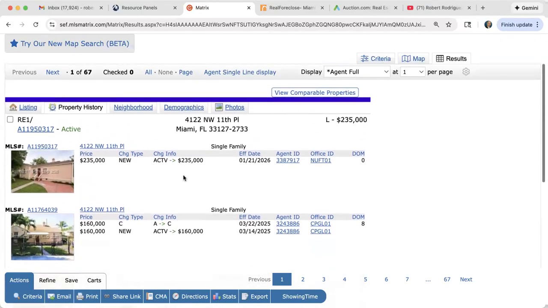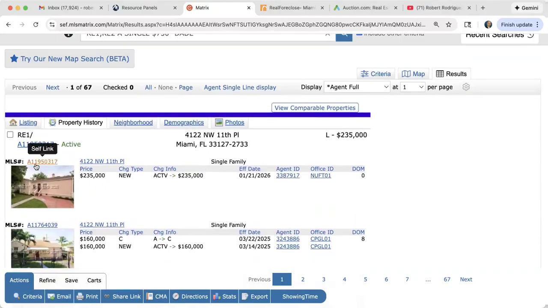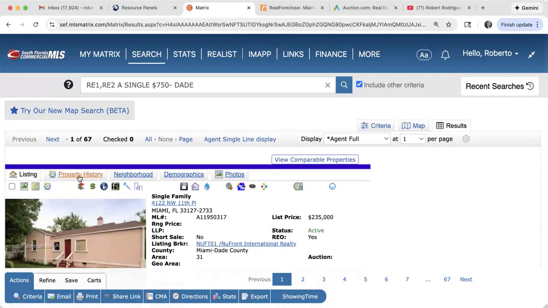All right, so right now the list price is 235 and it's been on the market just a week. All right, they went on the market back on January 21st. Today's the 29th. So it's been on the market for 8 days. Okay. We're going to go ahead and click on listing. And now we know the property history.